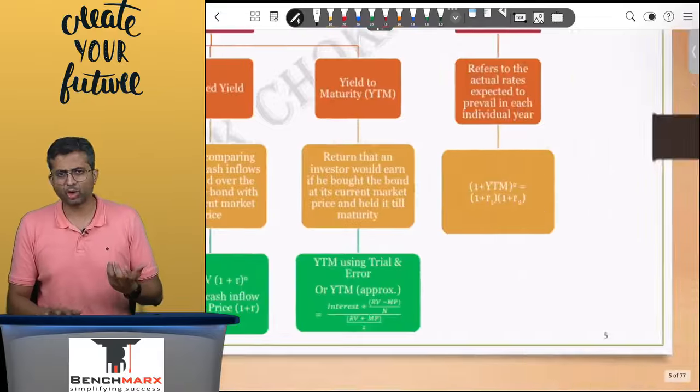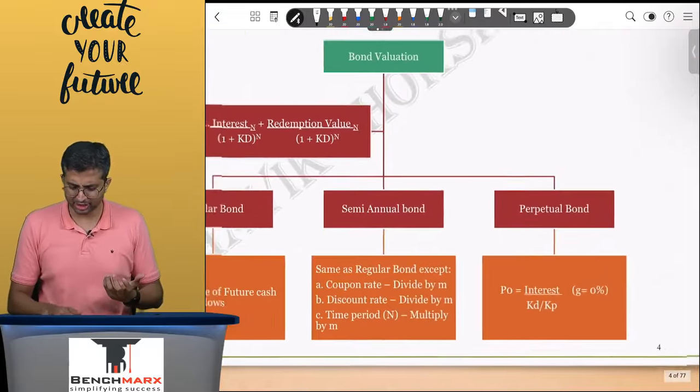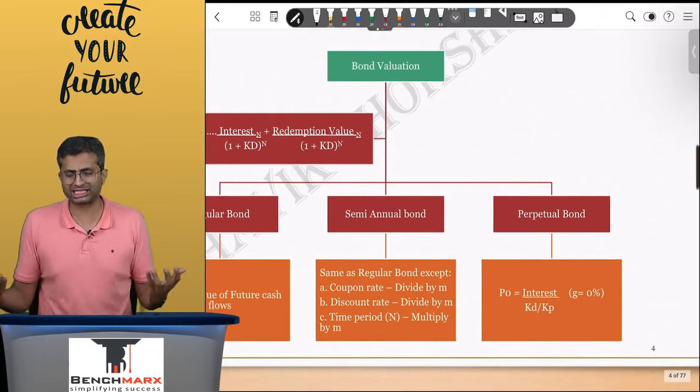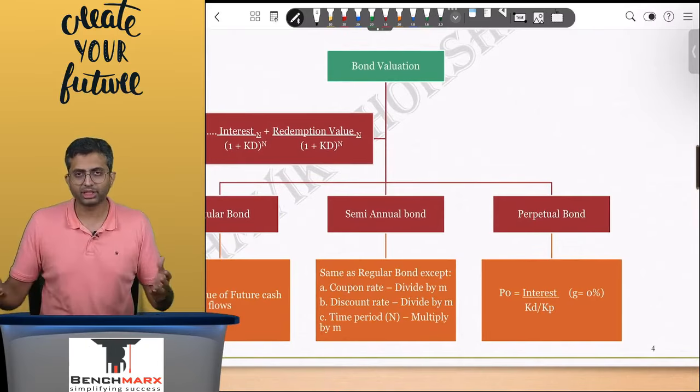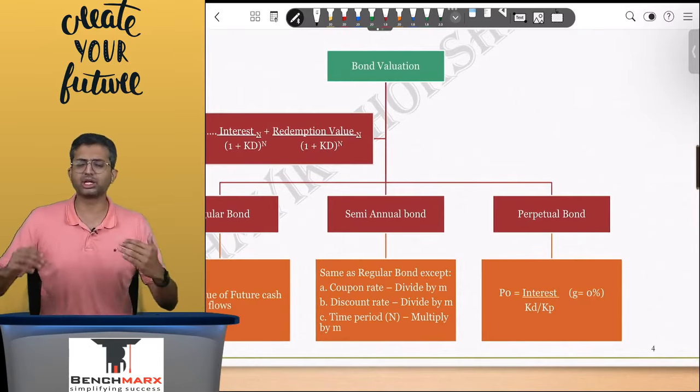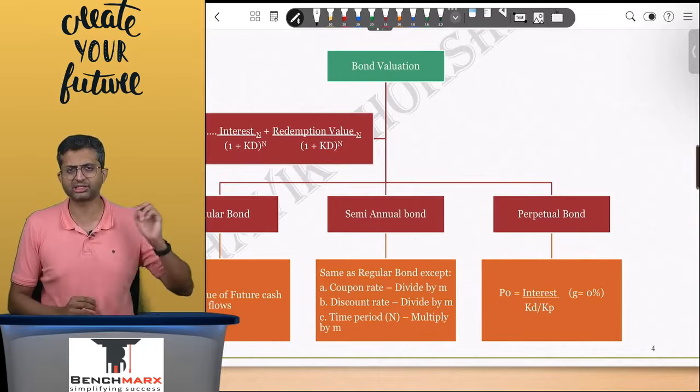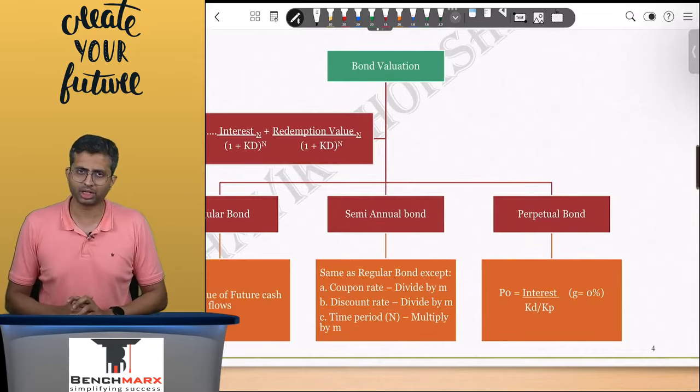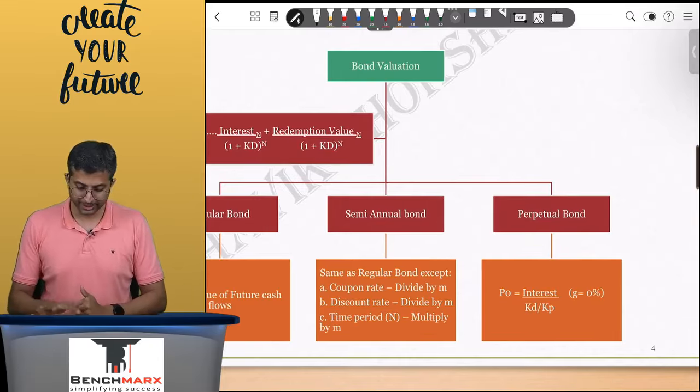Next, you have perpetual bond. Perpetual bond is something which is very similar to an equity share, just that the interest in case of a bond does not grow. The dividend keeps on growing, interest remains constant, and hence the value is interest divided by the required rate of return in case of a perpetual bond.